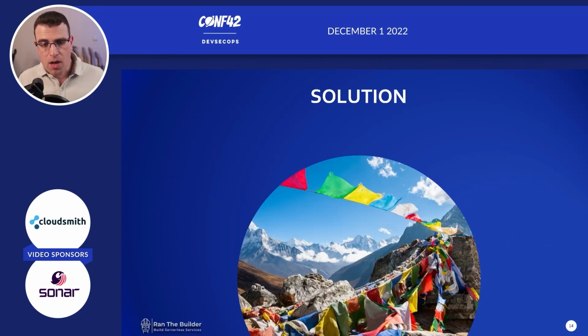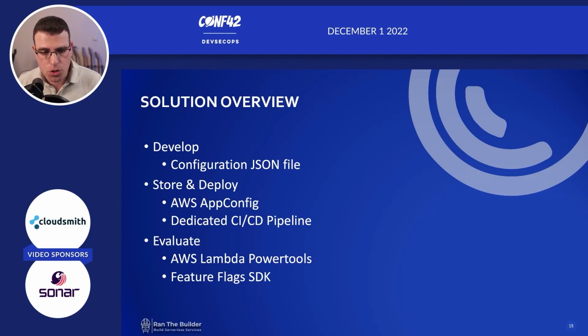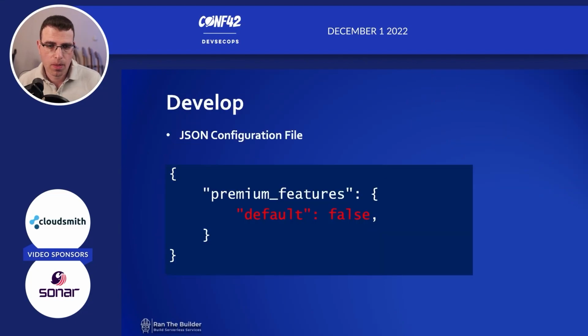Now that we understand how to do the feature flags and how to implement them, let's go over the solution. We're going to use a JSON configuration file as part of the development stage. We're going to deploy it to AWS AppConfig with its own CI/CD pipeline. Like we said, it's a dynamic configuration file. Then we're going to use the SDK in Lambda Powertools for feature flags to evaluate at runtime and get the feature flags from AWS AppConfig. This is a sample JSON file with just the premium features, where the default value is false. The feature is disabled by default in this case.